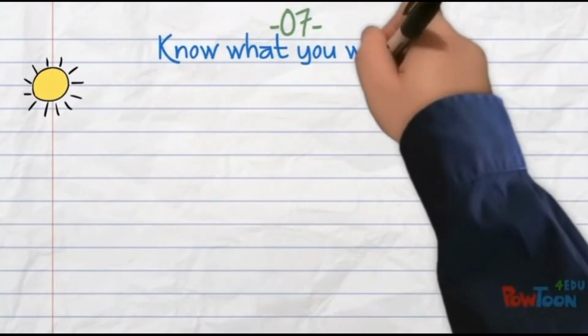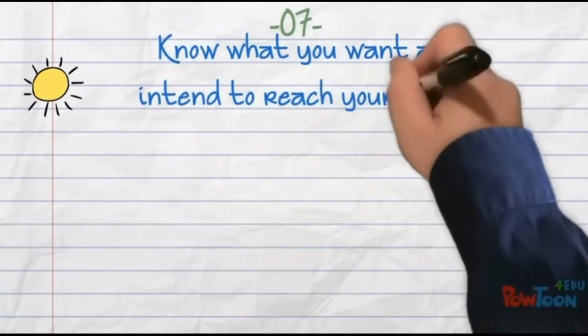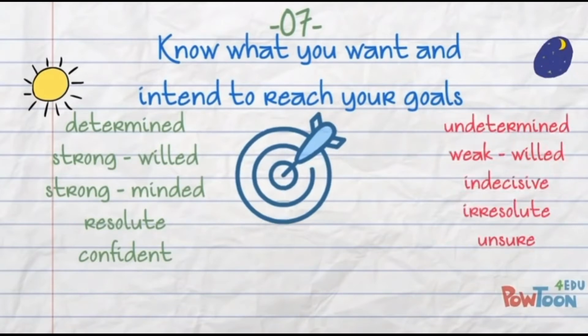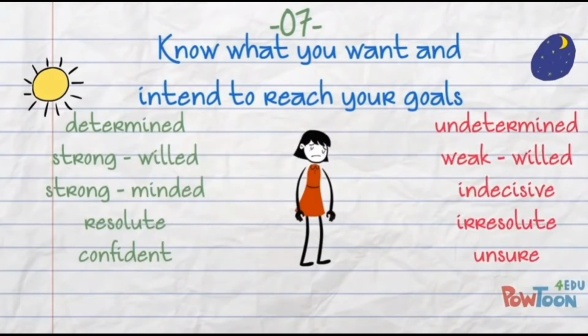If you know what you want and intend to reach your goals, you are determined, strong-willed, strong-minded, resolute, confident. And if you don't, you are undetermined, weak-willed, indecisive, irresolute, unsure.